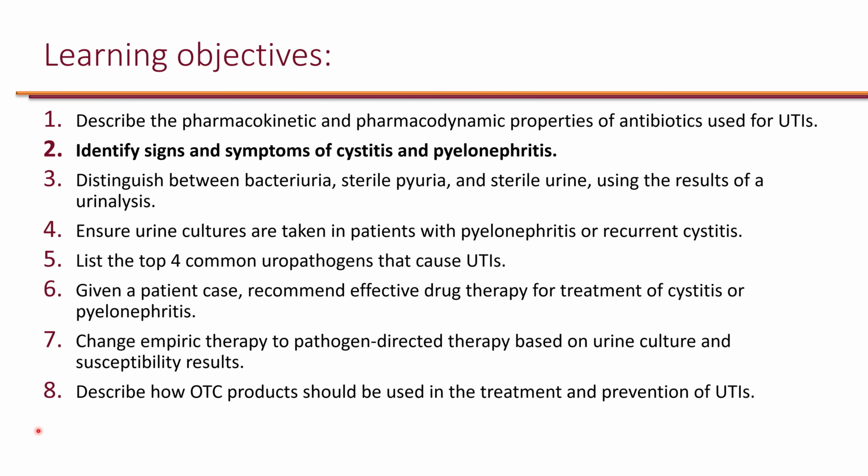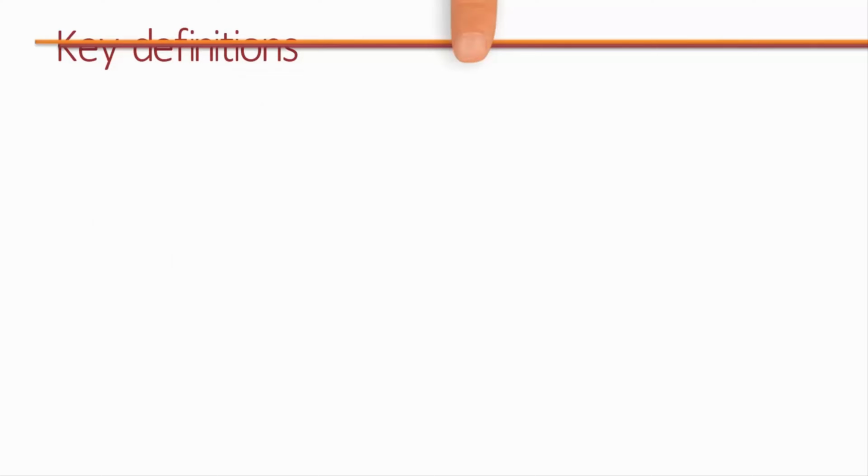We described the pharmacokinetic and pharmacodynamic properties of antibiotics used for UTIs. Now let's identify signs and symptoms of cystitis and pyelonephritis. Let's take a look at some key definitions.